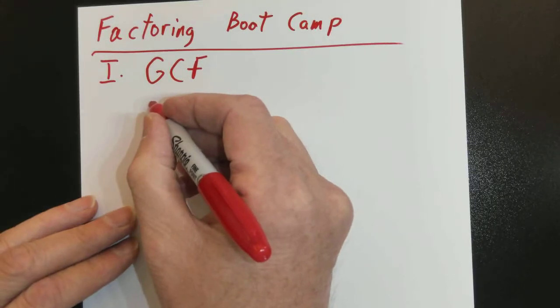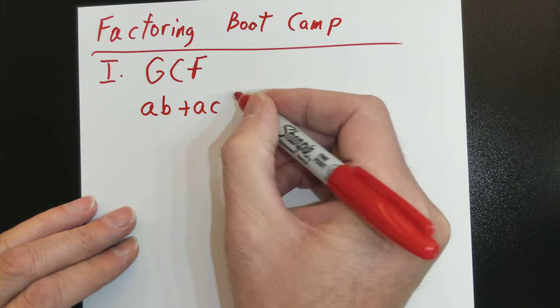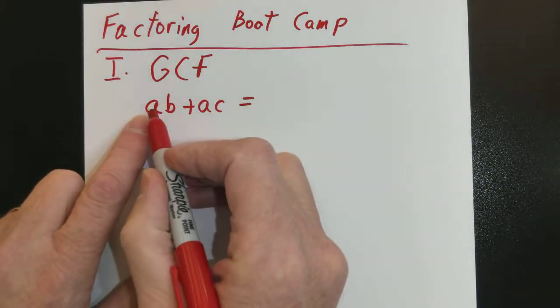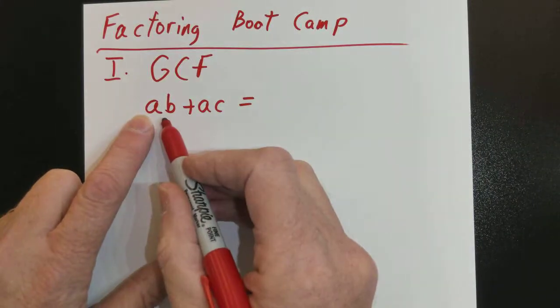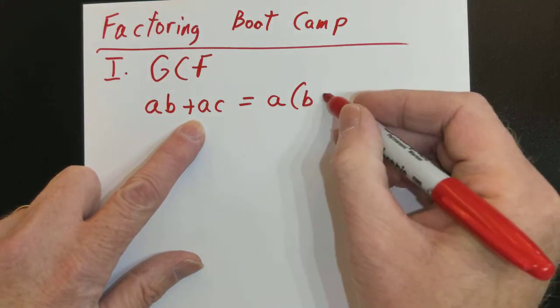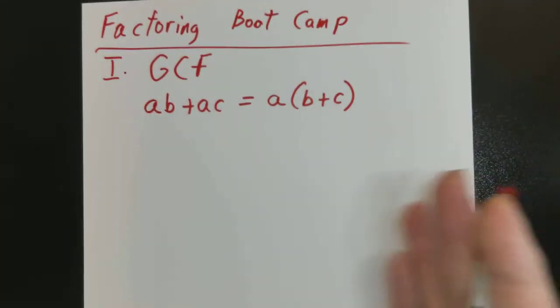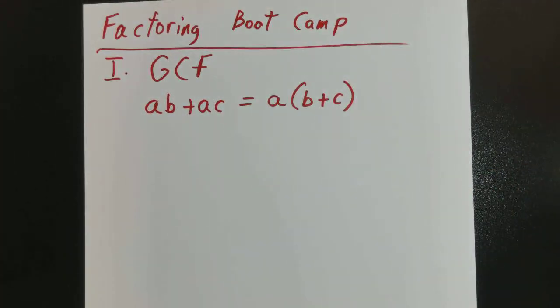And then the general example is AB plus AC. There's a common factor, A, that's in both AB and AC. We can pull it out to the side and put B plus C inside parentheses. It's like the reverse of the distributive property. Everybody good with that?